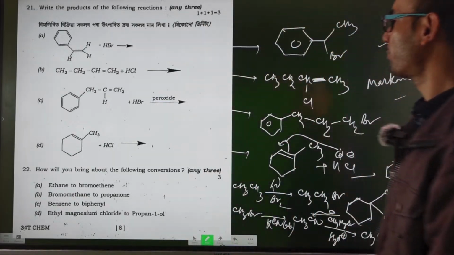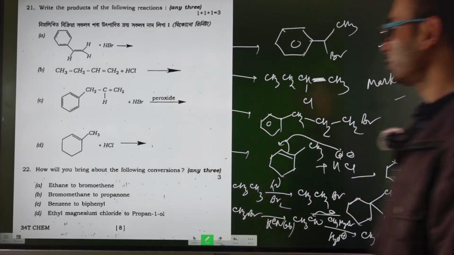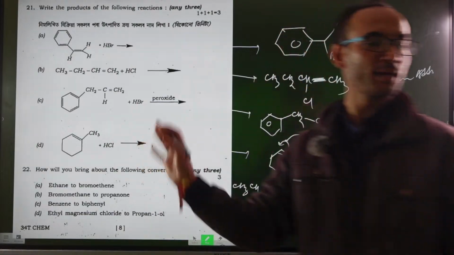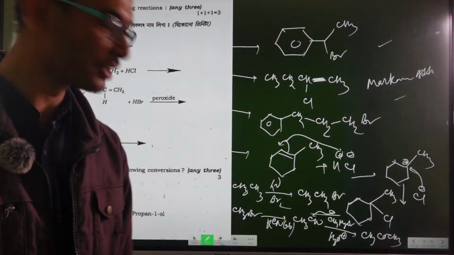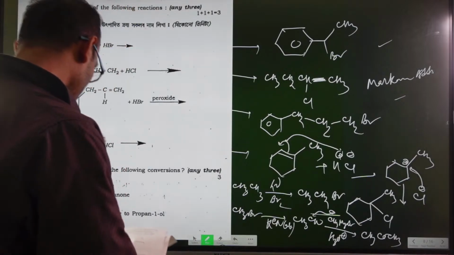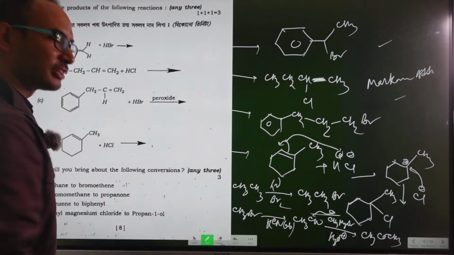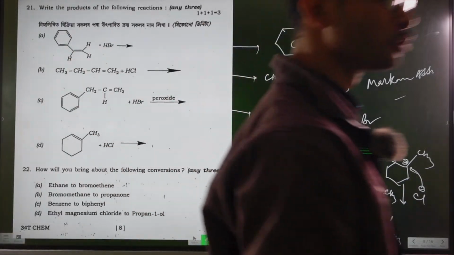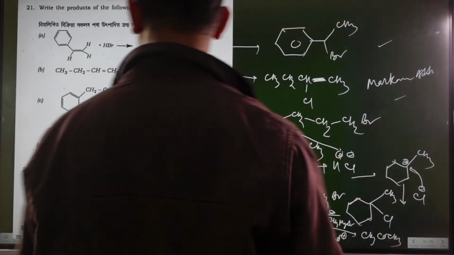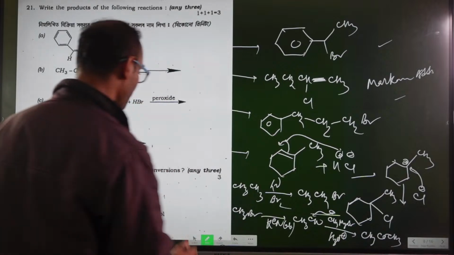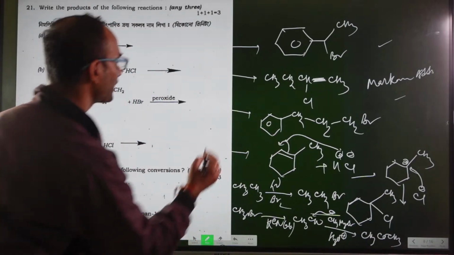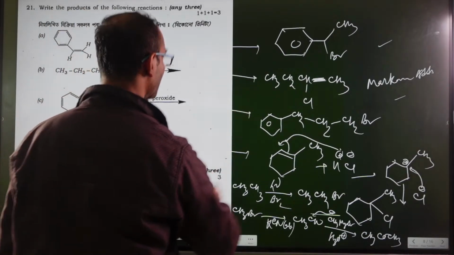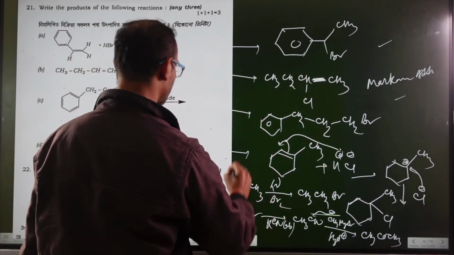Then benzene to biphenyl. In benzene to biphenyl, what will you do? First, convert benzene into bromobenzene by treating with Lewis acid FeBr3. Once the bromobenzene is formed, this bromobenzene is treated with two equivalents of sodium, and this will give you the dimeric structure. That is this. Dimeric structure means you can see here.